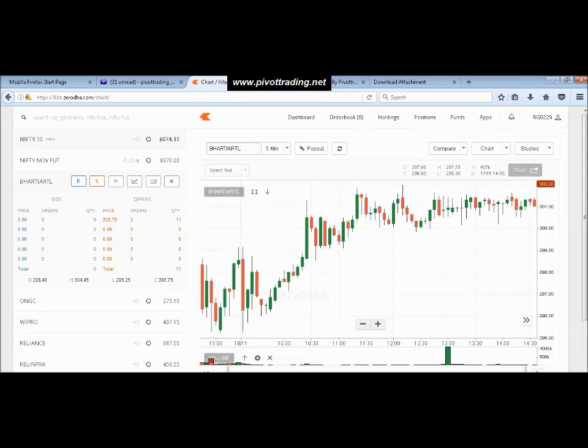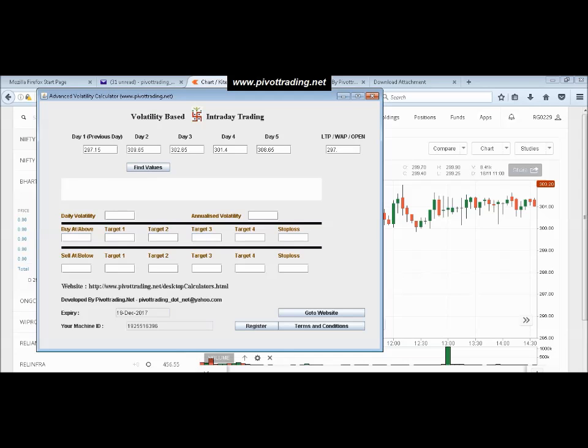I can check from here. If I go to the market depth, I can see this open price is 298.40. Correct? I can either check from here, or you can go to NSE India website and check from there, or you can check from the candle what is the open price. So the open price is 298.40, and I try to put it here, 298.40, and I do find values.